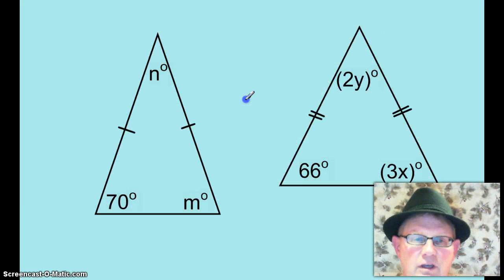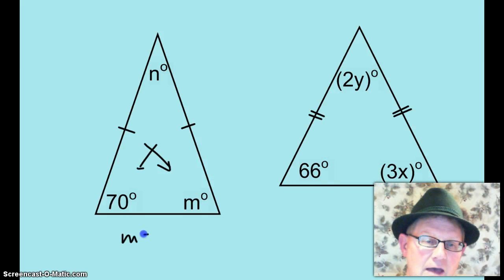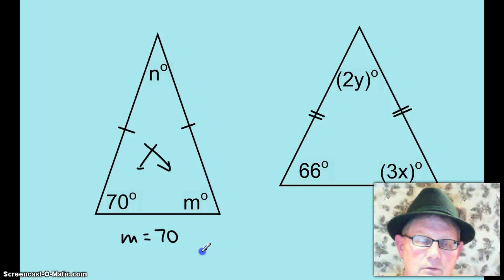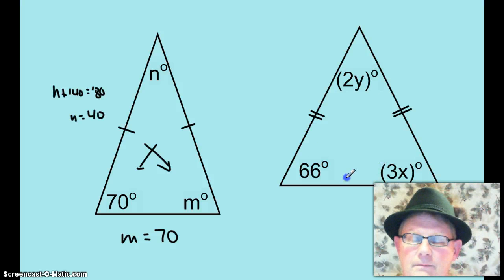All right, let's put some math in this. You're given on this triangle that two sides are congruent. That makes these angles opposite them congruent. So an equation is M equals 70. That was pretty easy. Now figure out how big N is. 70 plus 70 is 140. N plus 140 equals 180. N equals 40.